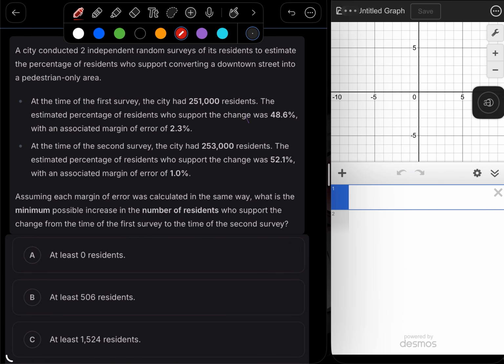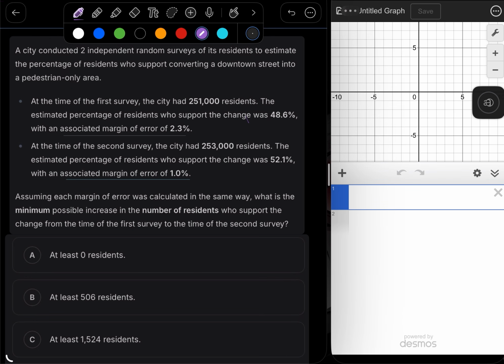Now you'll notice, of course, there's a margin of error in this problem. We have that in the first survey, there was a 2.3% margin of error, and in the second survey, there was a 1.0% margin of error. And that margin is applicable to the estimated percentage of residents who supported the change.